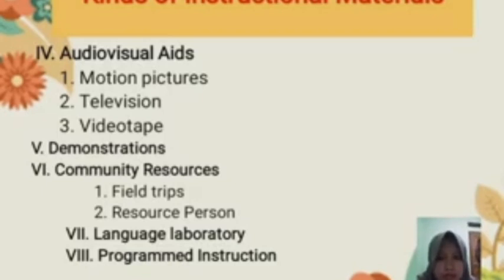I will still discuss related kinds of instructional materials. The fourth part is audiovisual aids. There are three types. The first is motion pictures. Can be used to assist the pupils in their understanding of abstraction, encouraging thinking and thus leading them to further reflect on human relationships.